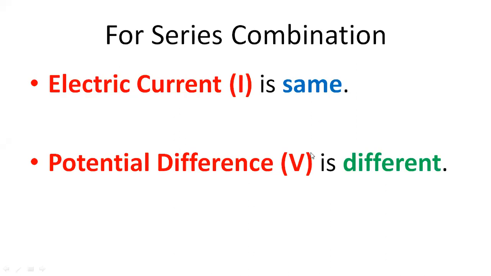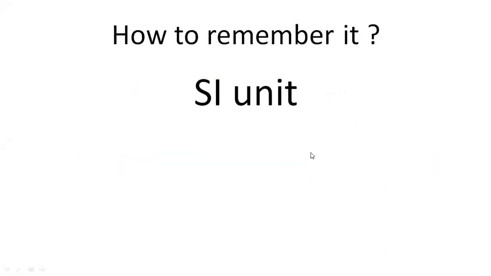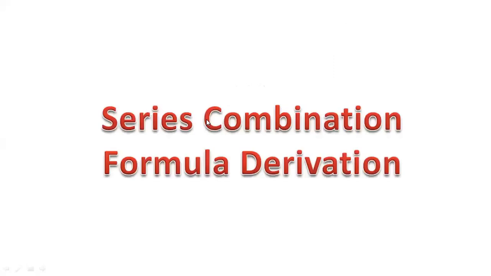Okay. Let us go with the next one now. So how to remember this? You just have to remember SI unit. You already know SI units of different physical quantities, that is force, pressure, everything. So you know this word SI. You have to use this to remember what is same in series circuit and what is different. So you can read it as, in series I is same. I means what? Electric current. So electric current is same in series circuit. So SI unit has to be used for mnemonics.